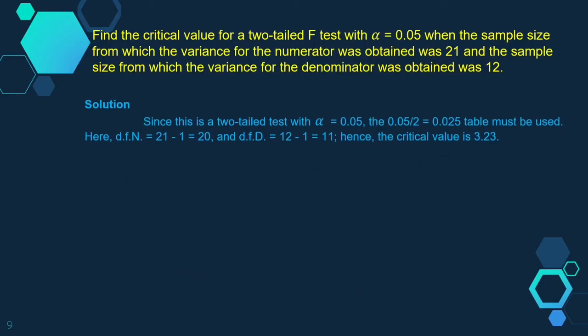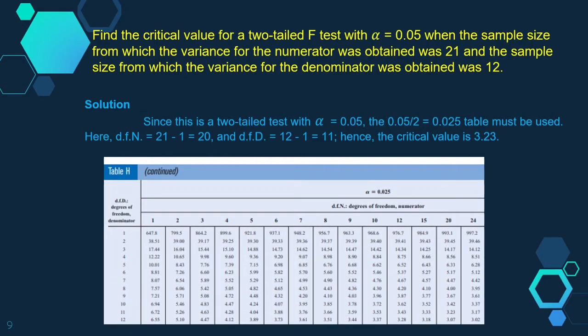Here is the solution. Since this is a two-tailed test with alpha equal to 0.05, the 0.05 is divided by 2. Then we get 0.025. The 0.025 table must be used. Here, DFN is equal to 21 minus 1, which is 20, and DFD is equal to 12 minus 1, which is 11. Hence, the critical value is 3.23. So, here is the table of alpha equal to 0.025, and the intersection of 20 and 11 is 3.23.